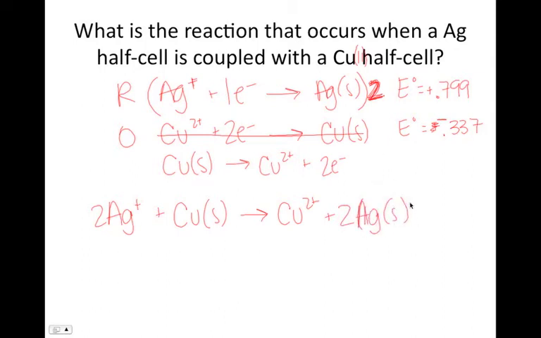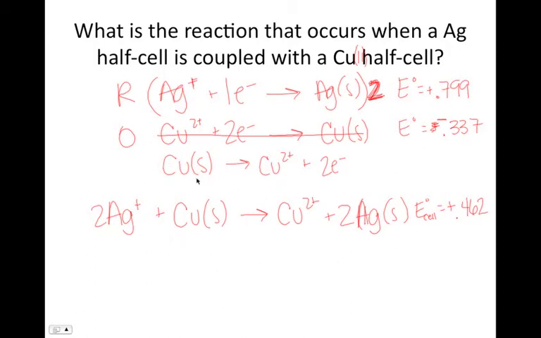And to calculate the potential of this particular reaction, the voltage of this reaction, I take 0.799 and subtract 0.337, and I end up with the potential of this particular cell would be positive 0.462. And this reaction is just going to happen.